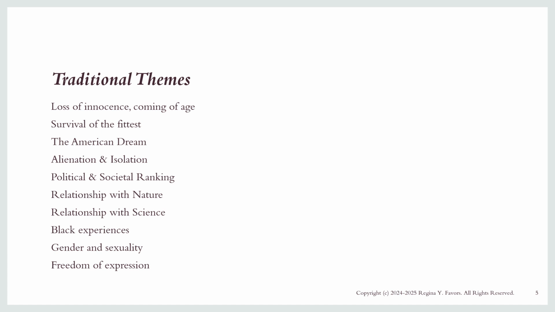or the author's relationship with science. Later, somewhere from the end of the modernist period to the contemporary period, we read of Black experiences. Then there's this push for gender and sexuality, and then, of course, freedom of expression. So these are your traditional themes that are explored within the literary works within this class.